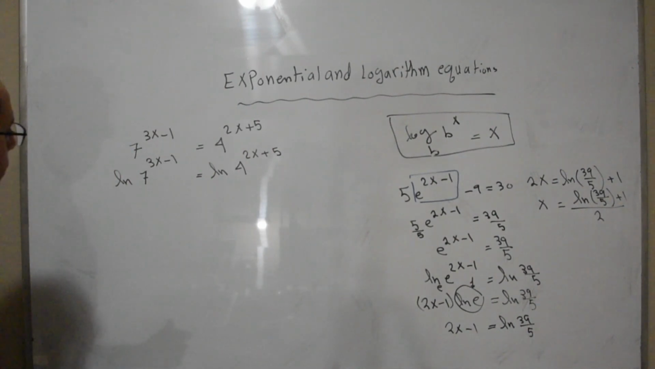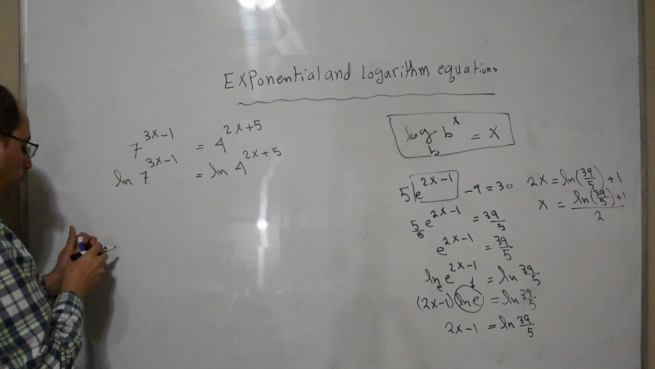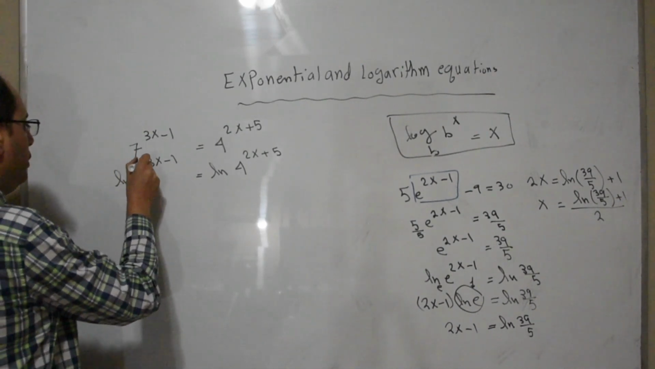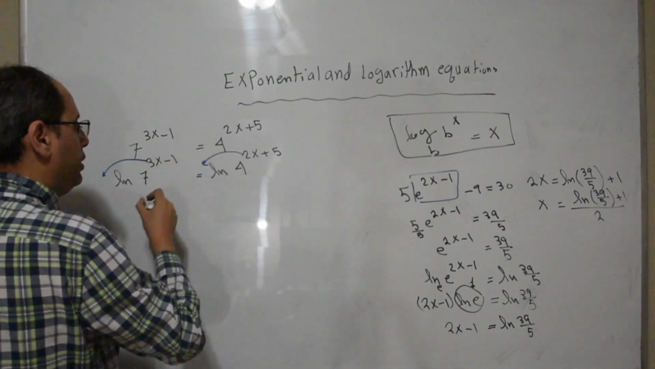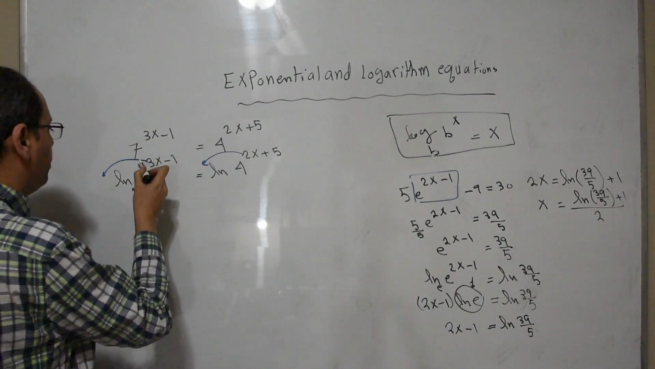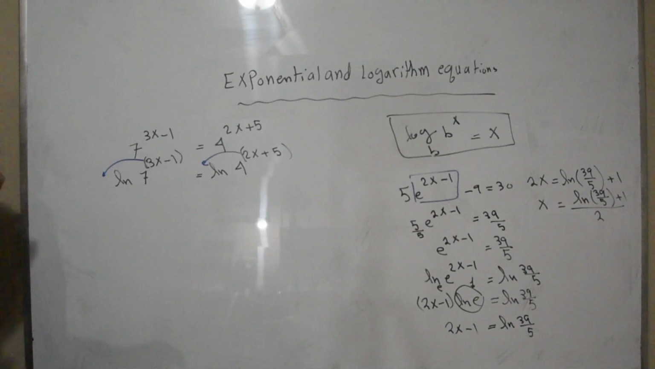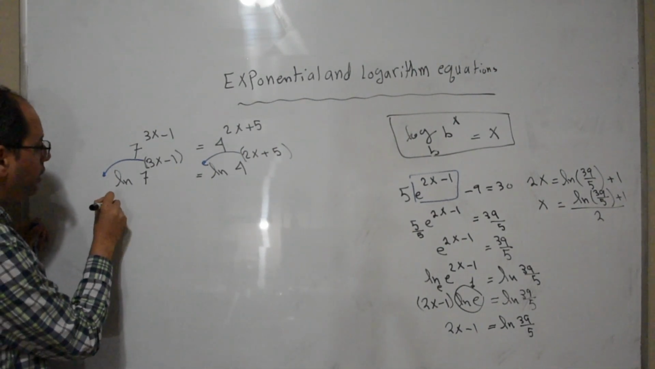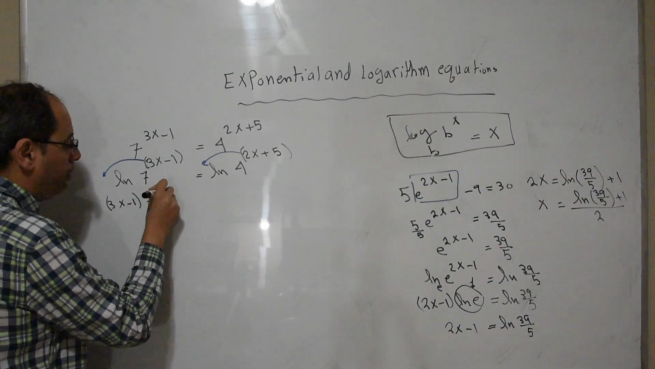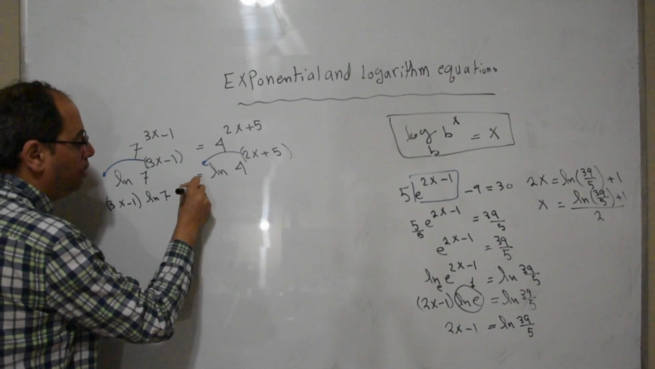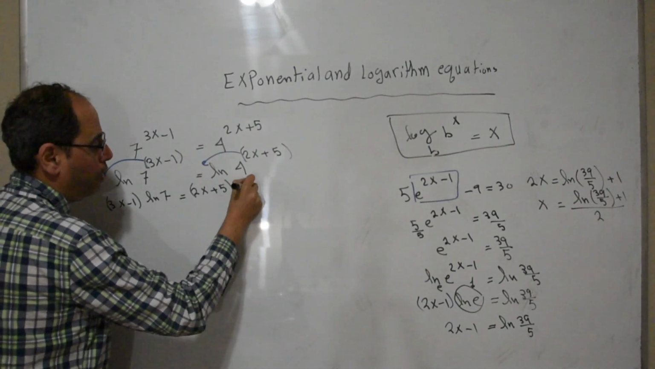Okay? All right. Now I'm gonna use the power rule. I'm gonna use the power rule here. I get all of these here and all of that here. Let's make this as parentheses so you know that I'm going to move the whole power. Okay, so 3x minus 1 times the natural log of 7 equals 2x plus 5 times the natural log of 4.